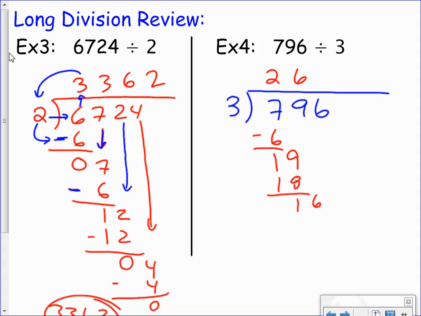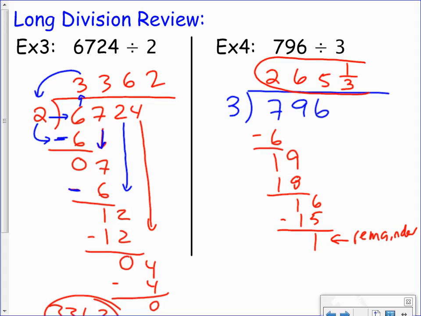3 goes into 16 five times. 5 times 3 is 15. Subtract, you get a 1. When you have a remainder, no decimals, it's going to be 1 over 3. So it's going to be 265 and 1/3.